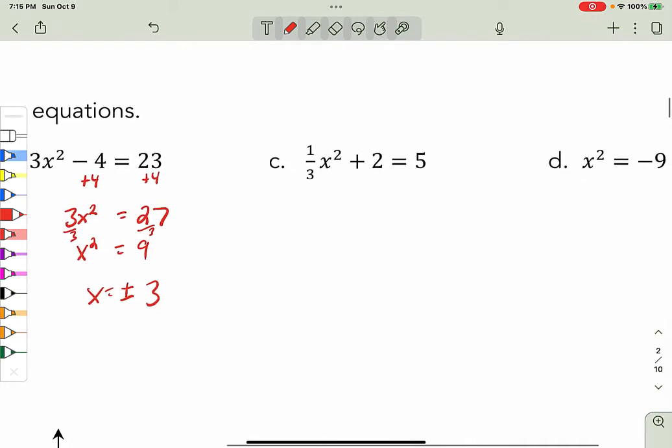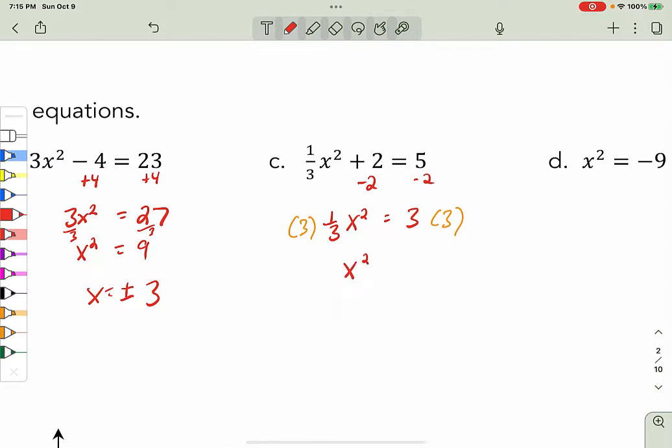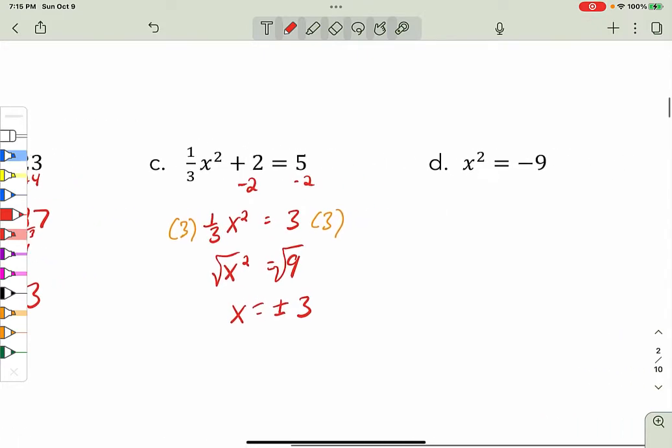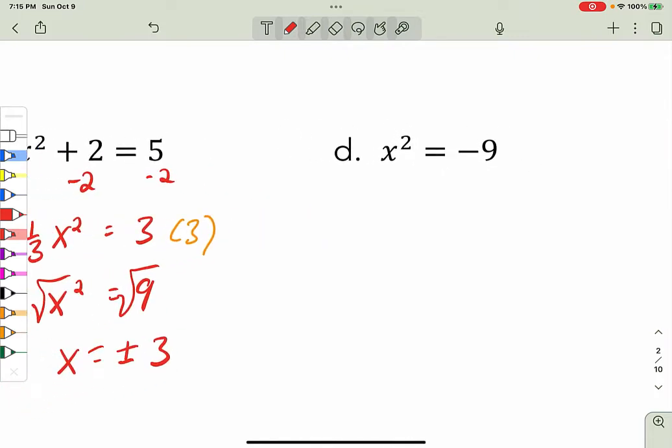And then on problem C, I'm going to subtract 2 from both sides. I get 1/3 x squared equals 3. And then I simply multiply both sides by 3. That's going to give me x squared equals 9. Again, we take the square root of both sides, and I get x equals plus or minus 3. Okay, and now we come to this problem here. Notice I have x squared equals negative 9. Well, I've seen some students say, oh, that's just going to be x equals plus or minus 3.